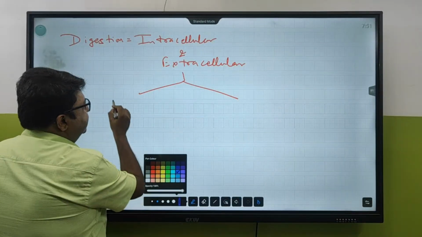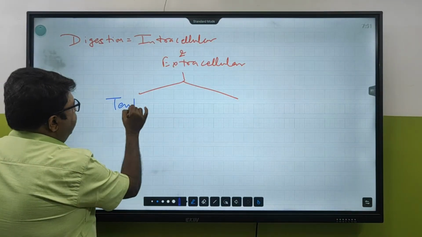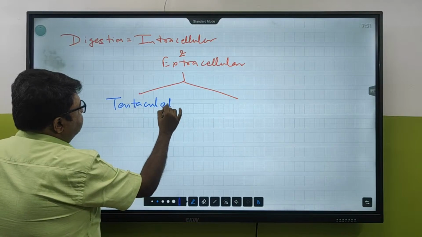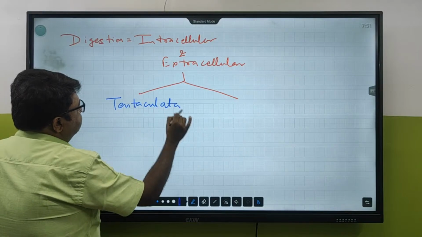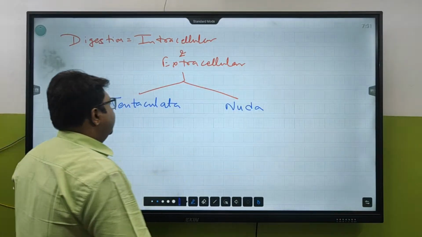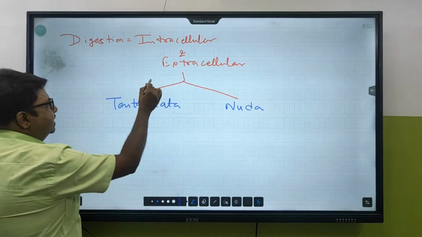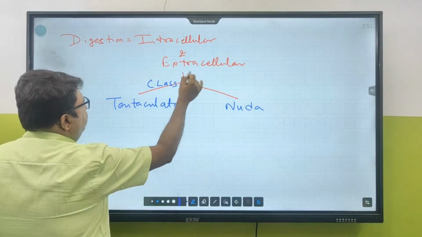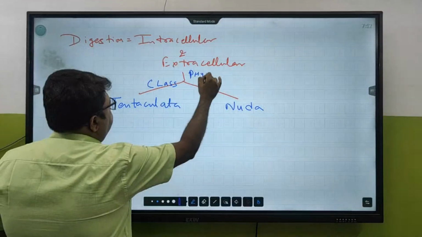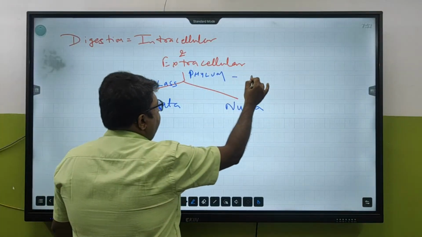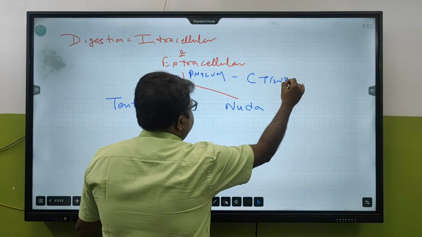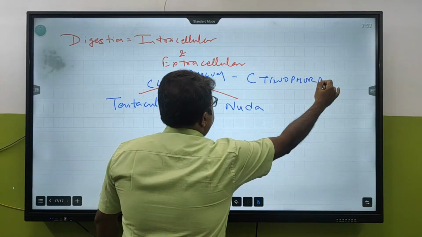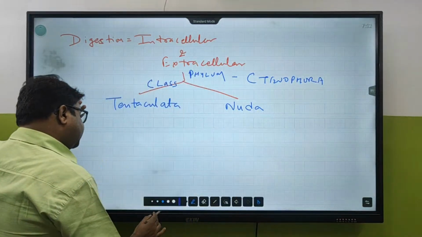Okay. Ctenophora have two classes. We can classify them into two classes. One is Tentaculata, and the other is Nuda. There are two classes of phylum Ctenophora.